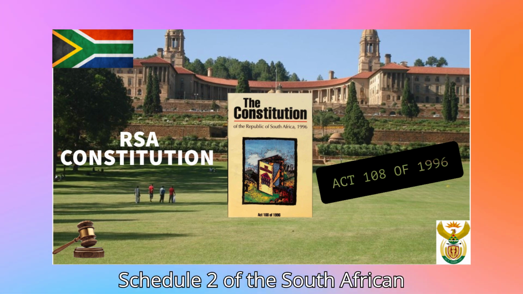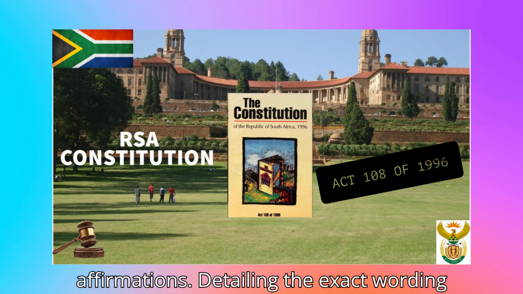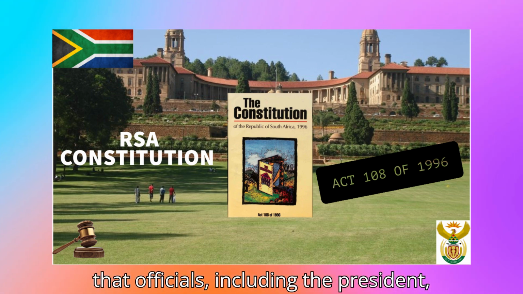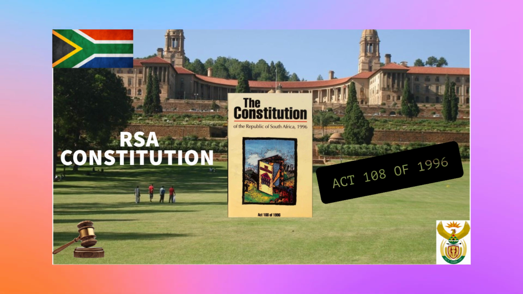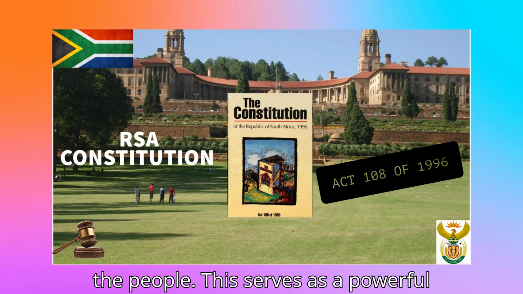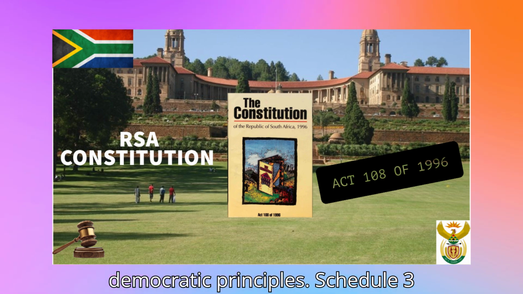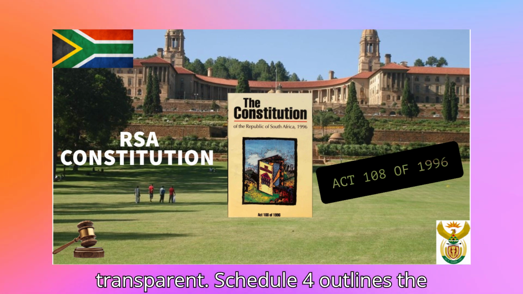Schedule 2 of the South African Constitution outlines oaths and solemn affirmations, detailing the exact wording that officials, including the President, must use to affirm their commitment to the Constitution and their duty to serve the people. This serves as a powerful symbol of their dedication to uphold democratic principles, ensuring that elections are fair and transparent.